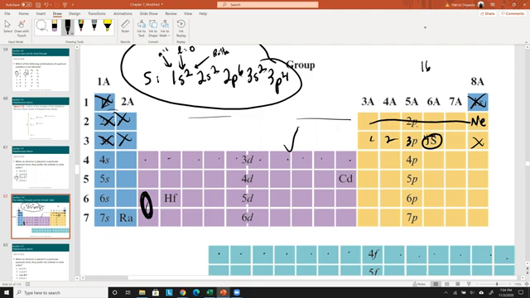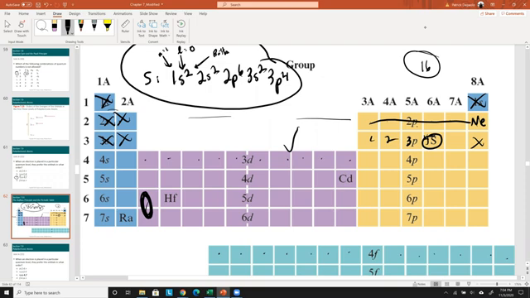If you add these up, what do you get? 2 plus 2 is 4, plus 6 is 10. Plus 2 is 12. Plus 4 is 16. And look at that. Sulfur has 16 electrons. So we just took those electrons that we knew existed and categorized them into orbitals. That's why we're doing this.